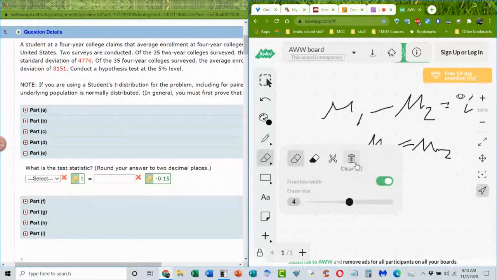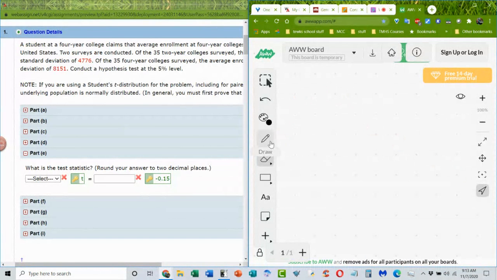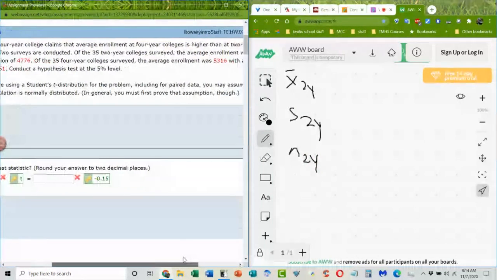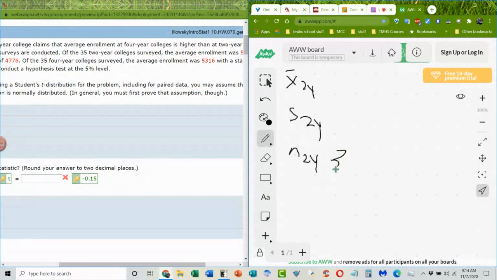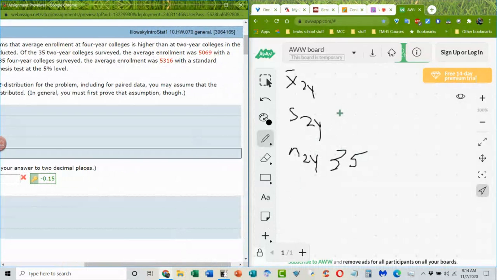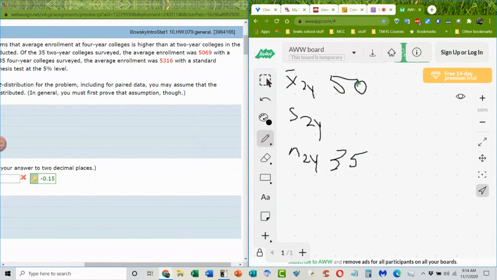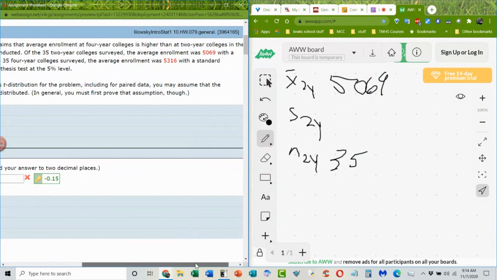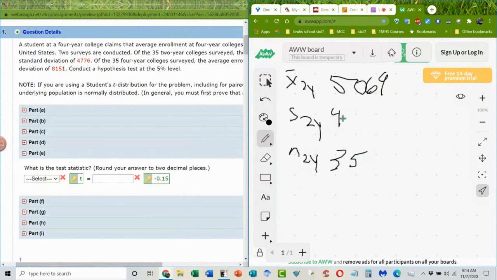So let me clear this off. And so I have my X bar of 2-year, my standard deviation of 2-year, and my sample size of 2-year. And so they tell us that there are 35 2-year colleges. They had a mean enrollment of 5,069 and a standard deviation of 4,776.